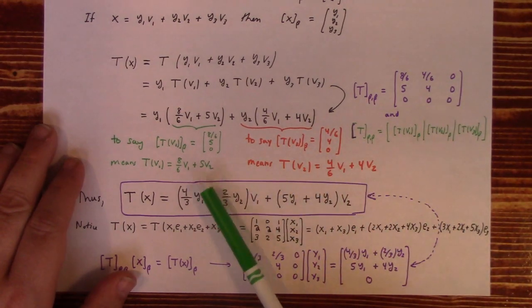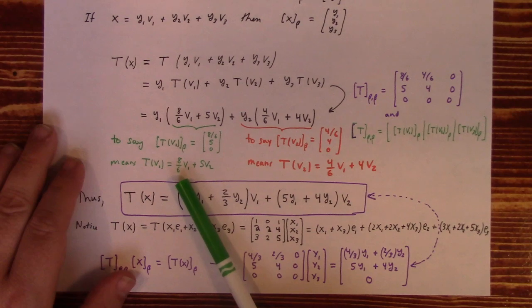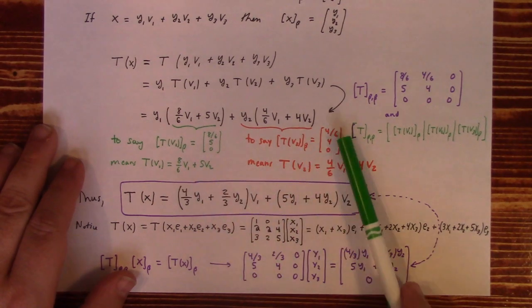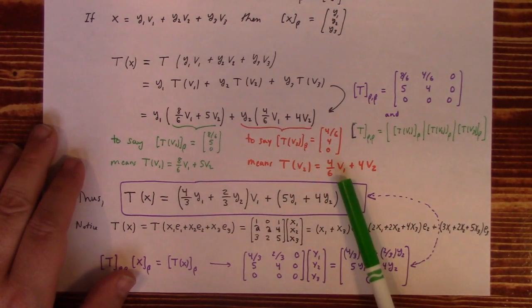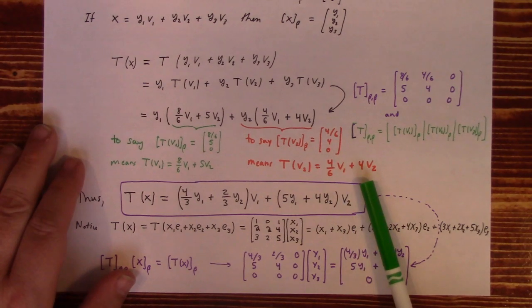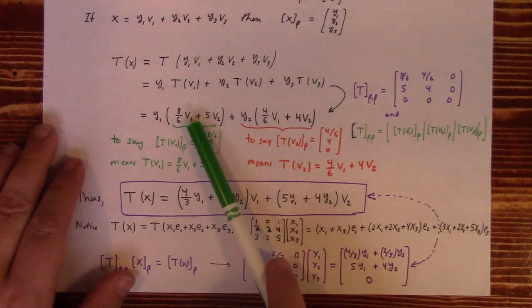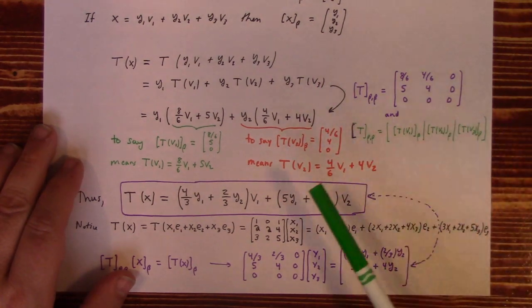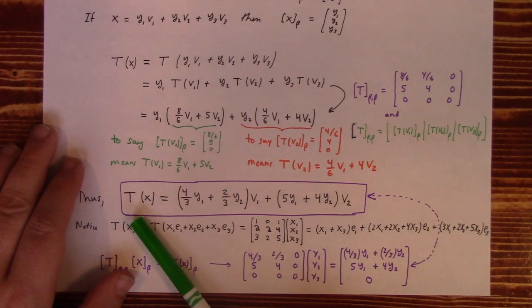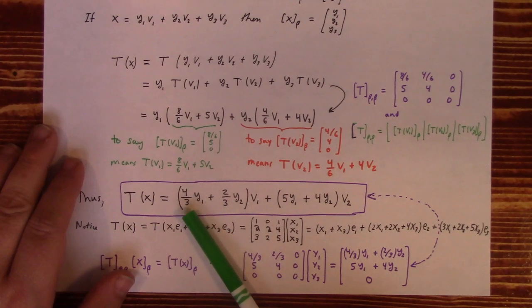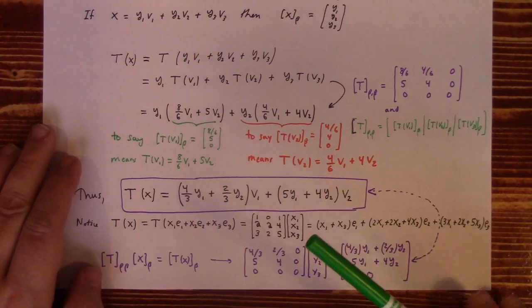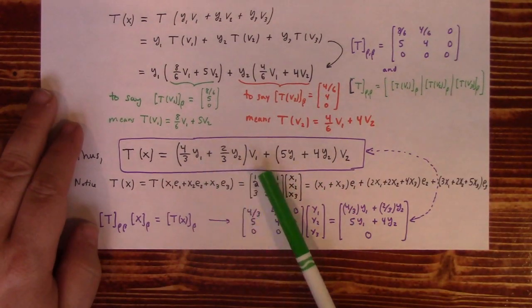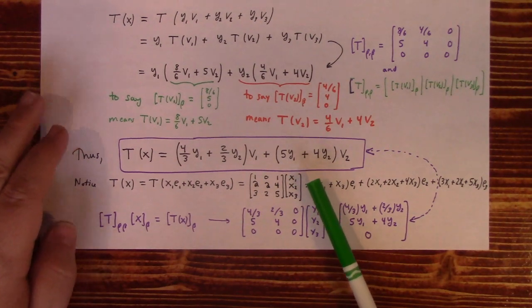But what does that mean? That means that T of v1 is 8/6 v1 plus 5 v2. And this means that T of v2 is 4/6 v1 plus 4 v2, which then I just put up in here. And of course T of v3 by construction is 0. So in the coordinate system just constructed, here's the formula for T of x. It's just this plus that, which is, I think, kind of neat.